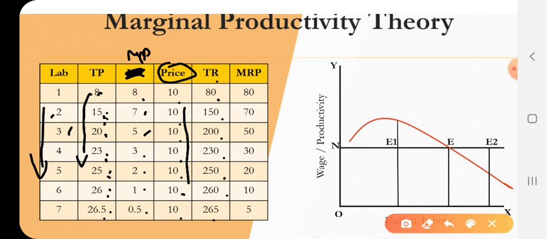So if you see here in the total revenue, with each and every production we are going to earn the profit. So you know that here we are increasing the profit. Hope you can see it here: 80 rupees, 150 increasing, 200 increasing, 230, 250, 260, 265. Whether it's 1 rupee or 5 rupees, ultimately we are going to earn the profit here. Now the important point is the marginal revenue product.